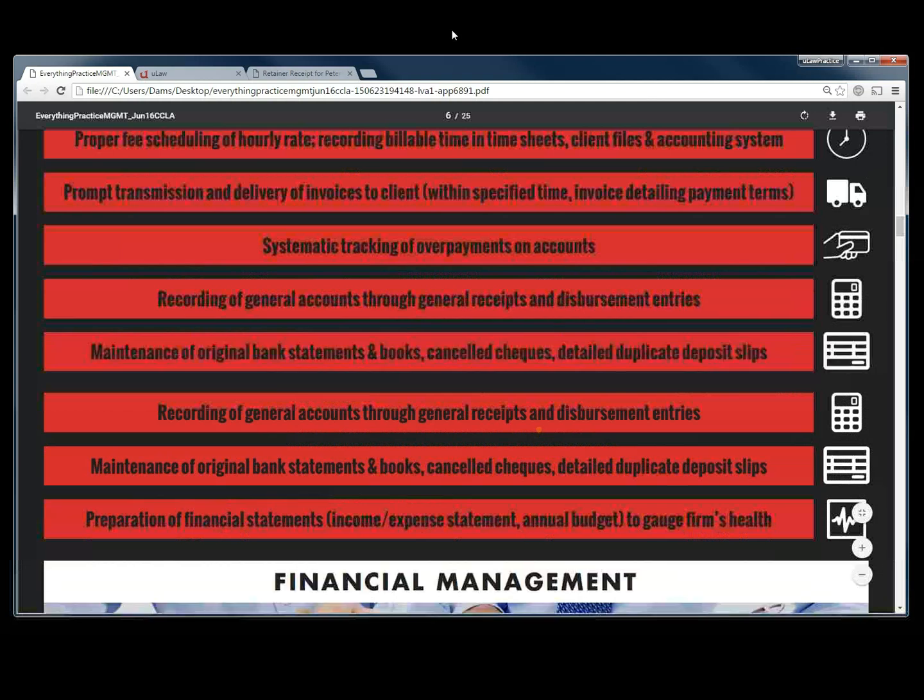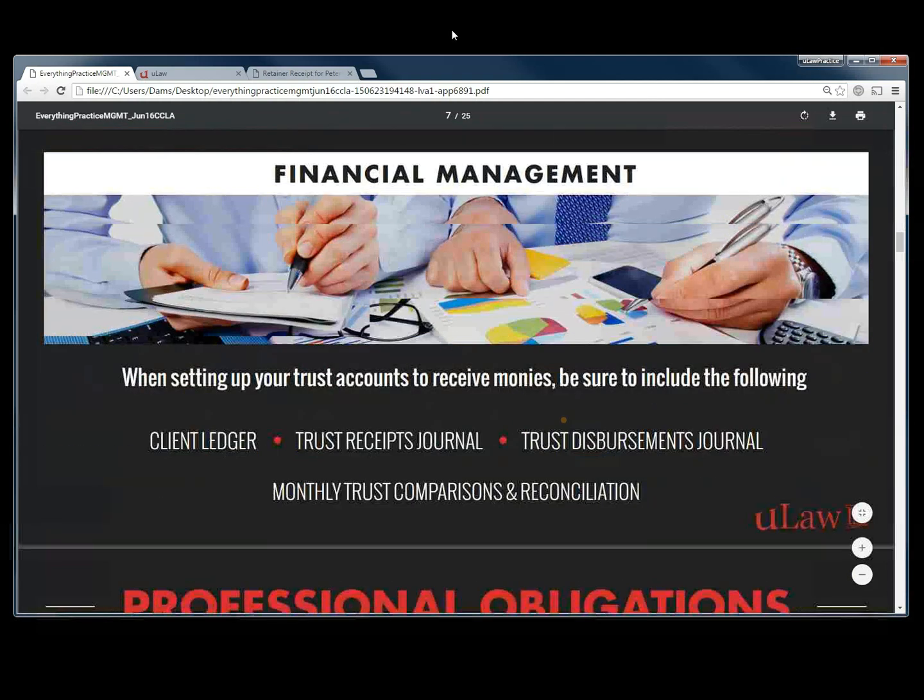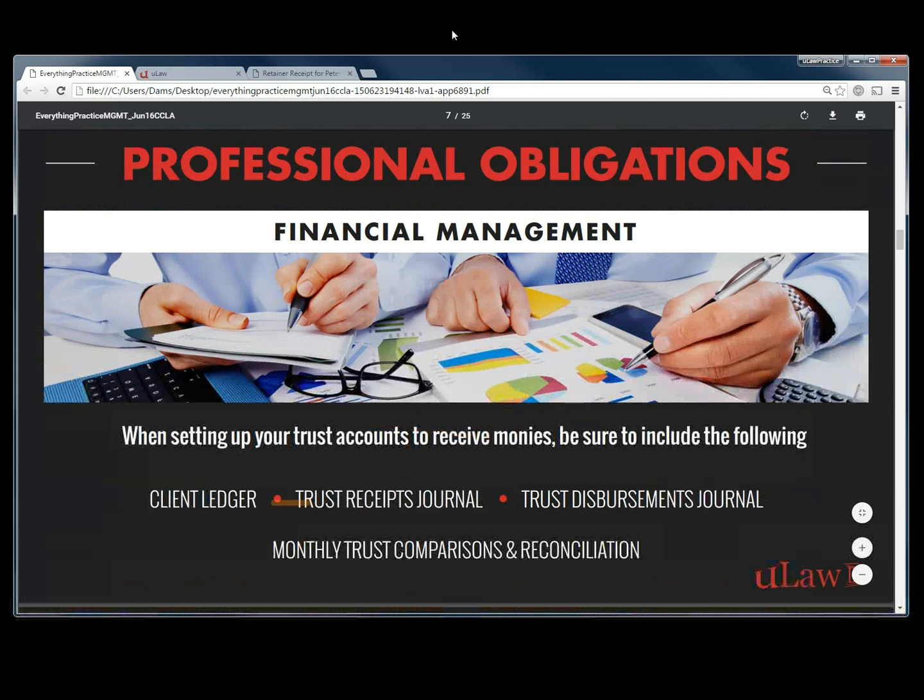In financial management, some of the key elements that the Law Society is looking for in terms of making sure that you're compliant are your client ledger, your journals, both the trust receipt journal and the trust disbursement journal, and most important is your monthly reconciliation. I mean, making sure that you're doing the right reconciliation every month, capturing all your outstanding deposits, outstanding checks, and producing a client listing to make sure that you have all this stuff, is very important with respect to financial management.